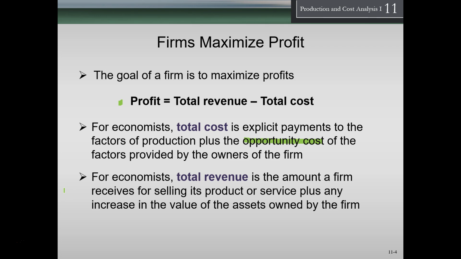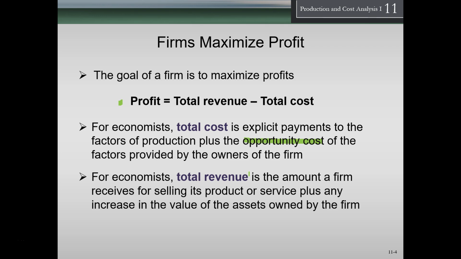For economists, the total revenue is the amount a firm receives for selling its products or service, plus any increase in the value of the assets owned by the firm. So we have the same kind of analysis when we think of revenue. We have to think of the revenue that's on the books, basically the accounting revenue, and we also have to include any other revenue that might be involved. Now, when we think about practice problems, usually the opportunity cost is going to come into play a lot more often than we're going to take into account other factors on the revenue side.